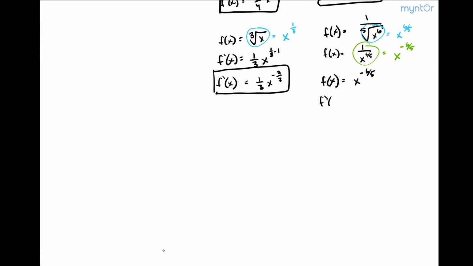Therefore, f prime of x is going to be negative 6 over 5 x raised to the negative 6 over 5 minus 1. Or in other words, f prime of x is equal to negative 6 over 5 times x raised to the negative 11 over 5. And that would be our answer. So hopefully you guys are starting to see a little bit of a pattern for how to use the power rule.